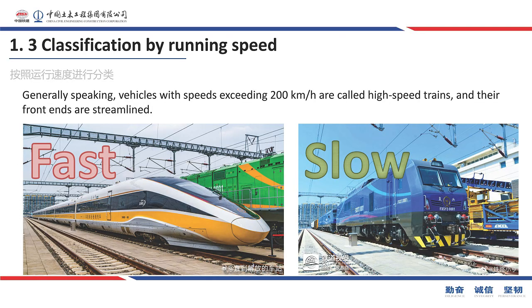Running speed. The third classification is by speed. Any train running faster than 200 km per hour is considered a high-speed train. These trains are usually streamlined in design to reduce air resistance.